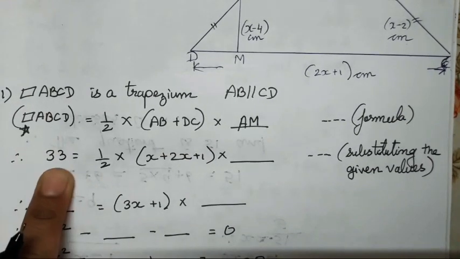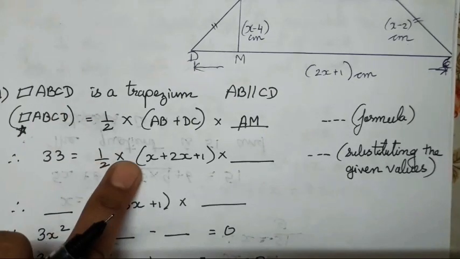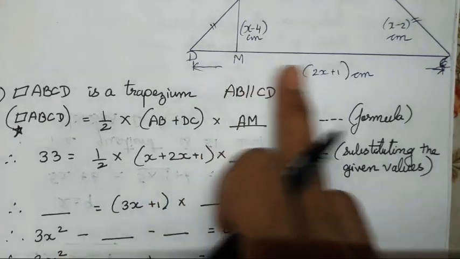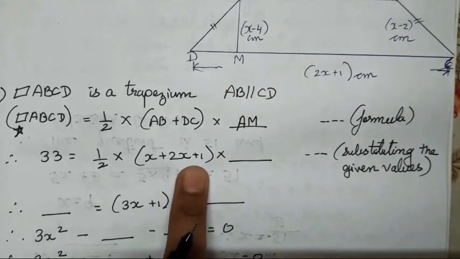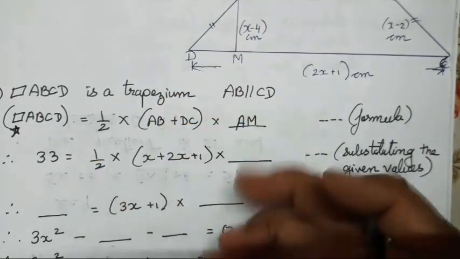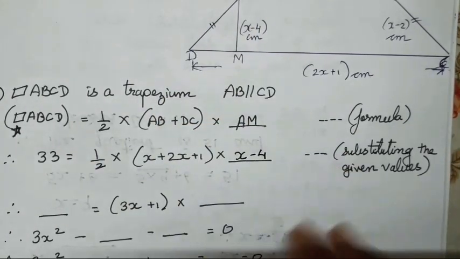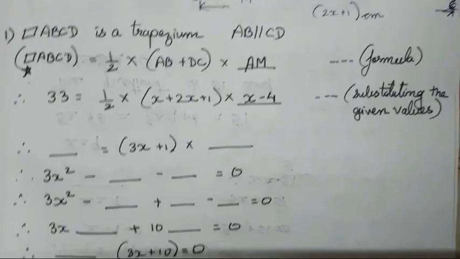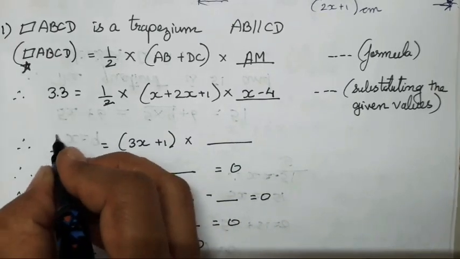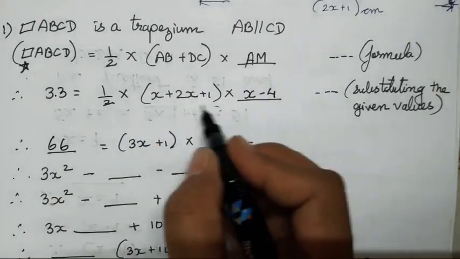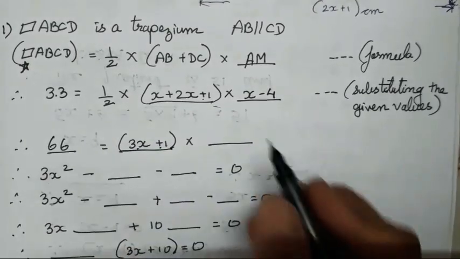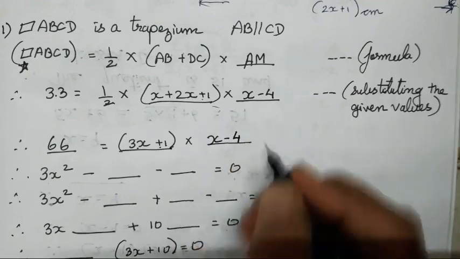Now 33 is going to be the area, as it has been given. Half into AB is supposed to be x. DC is supposed to be, see, 2x plus 1. So I have only substituted. Now into AM. AM is how much? x minus 4. Isn't it easy? Substituting the given values. So over here 33 into 2 we have to make, this will be 66. This they have already solved, 3x plus 1. This from here we have got, and this will remain as it is.